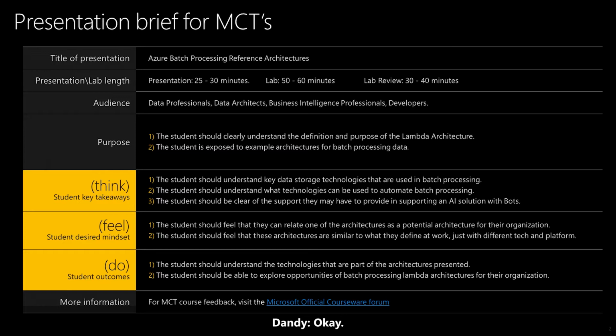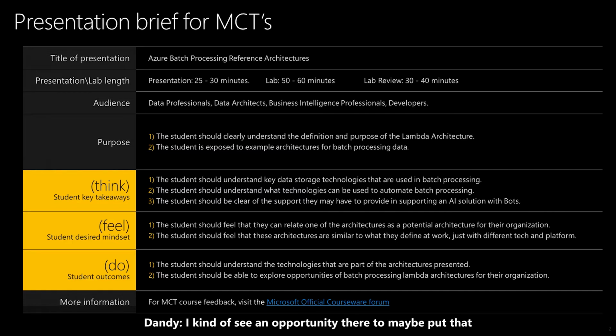Okay. There are 3 motivations that I think about when I'm delivering. What do I want the students to think while they're doing this module? The students should understand the key data storage technologies that are used in batch processing. They should understand what technologies can be used to automate that batch processing. The students should be clear of the support they may have to provide in supporting an AI solution with bots. Understand some of these concepts.